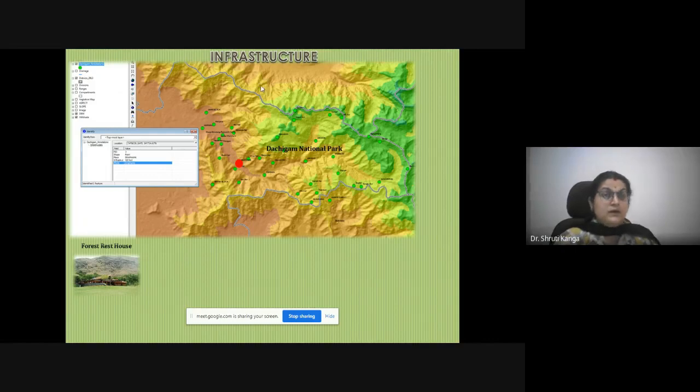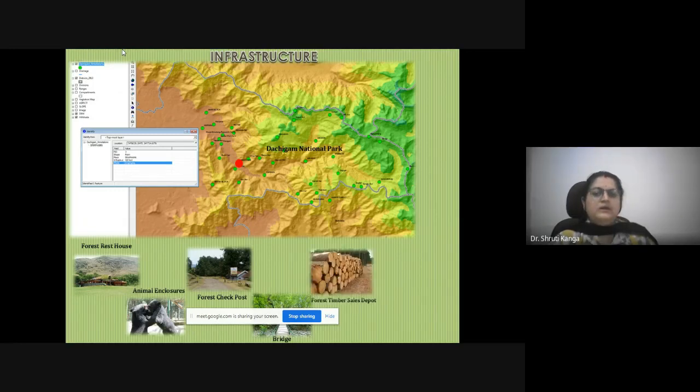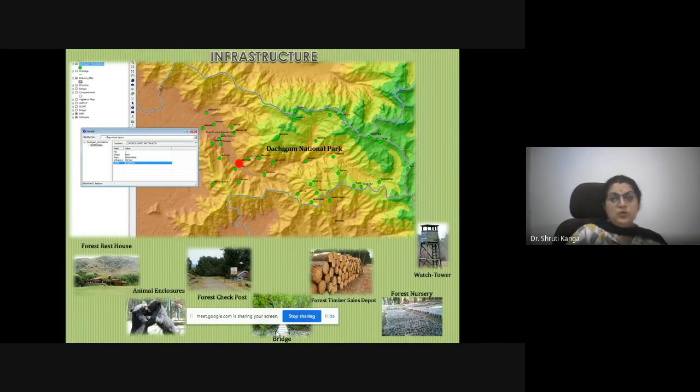Now these administrations include the forest rest house, enclosures of animals, forest checkposts, forest bridges, the forest timber depots, then the forest nurseries. While I click or select a particular point, I will get information about this point. Through this case study, we have also tried to get information about the infrastructure in Dachigam National Park.